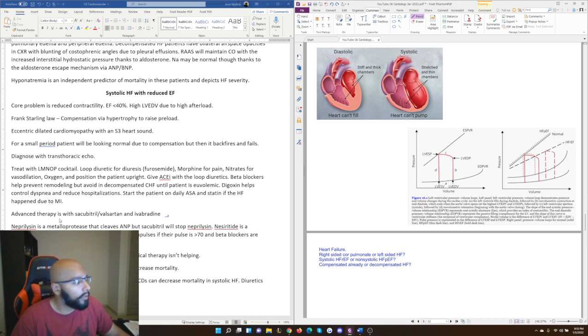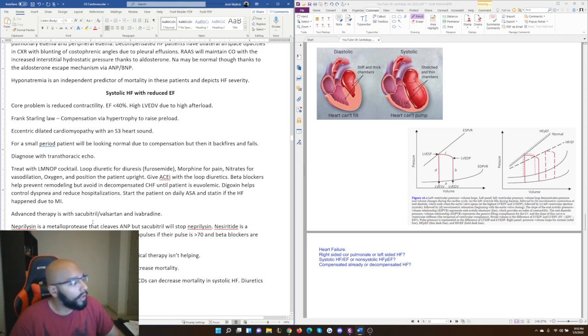Now, advanced therapy is with sacubitril, valsartan, and ivabradine. Very important case to keep in mind. These medications are far less commonly used, but they're really significant. What are sacubitril, valsartan, and this neprilysin thing? So neprilysin is another enzyme you should know. It has LYS in it, so you can imagine it's something that lyses things.